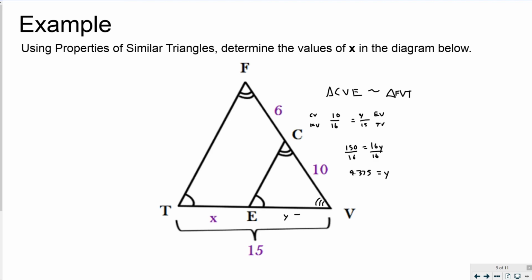So that value goes here. And then, in order to find x, I'm going to take 15 and subtract. So I'm going to take 15 minus 9.375. And that's going to give me 5.625. And that's what has to equal x. So x has to equal 5.625.